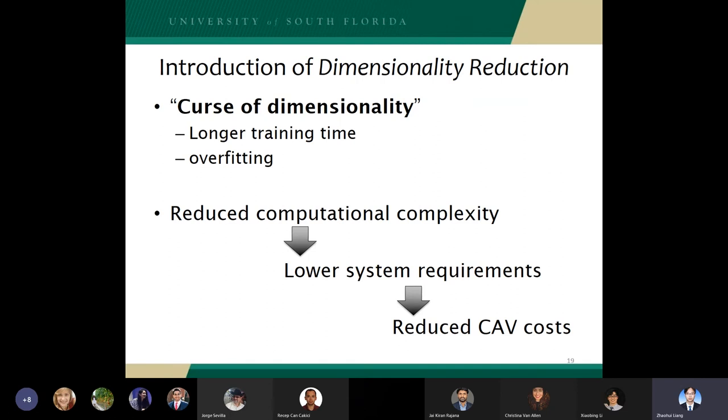of the past few seconds include hundreds or thousands of input features, and these high-dimensional features will cause a longer training time, and what's more, it might cause worse prediction performance due to overfitting problems. And dimensionality reduction techniques have been proposed to address this curse, and the reduced dimensionality will cause a reduced computational complexity, which actually requires lower system configurations and thus reduces the CAV costs.